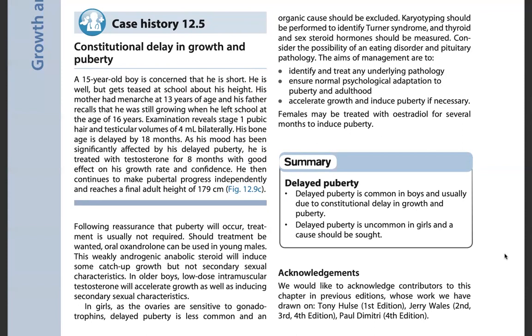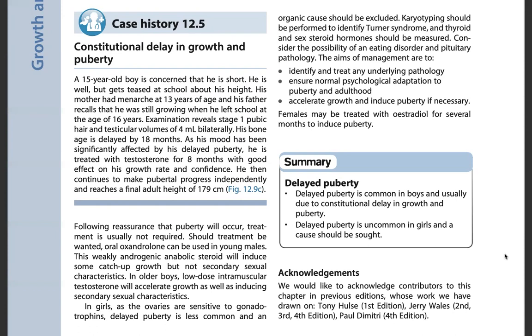Following reassurance that puberty will occur, treatment is usually not required. Should treatment be wanted, oral oxandrolone can be used in young males. This weak androgenic anabolic steroid will induce some catch-up growth but not secondary sexual characteristics. In older boys, low-dose intramuscular testosterone will accelerate growth as well as inducing secondary sexual characteristics.